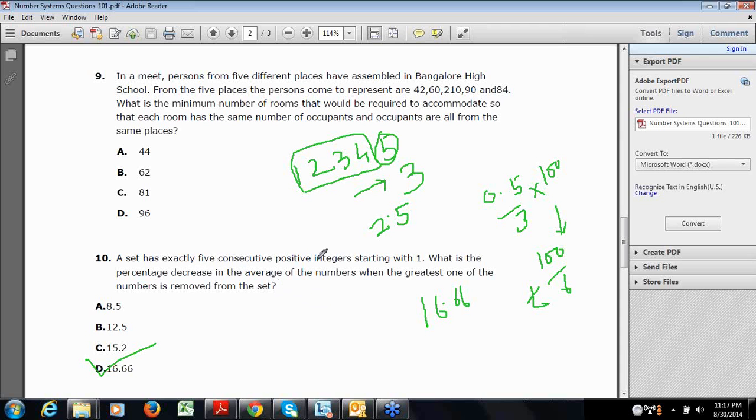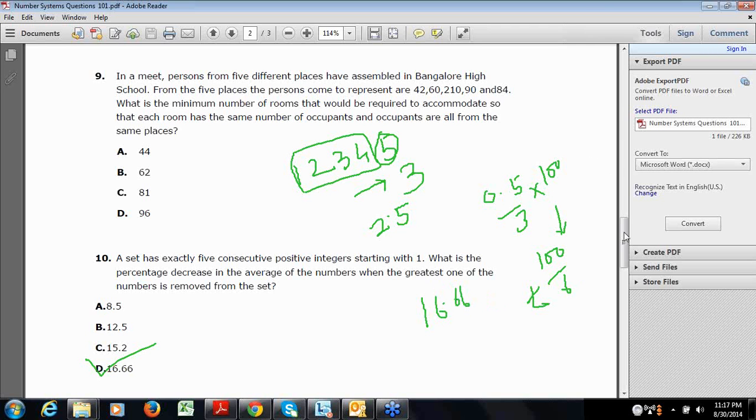So what is it asking? First 5 consecutive integers, so 1, 2, 3, 4, 5. What is the average? 3. Now you are removing 5. What is the average of 1, 2, 3, 4? 2 plus 3 by 2, that is 2.5. So what is the difference? 0.5. What is the percentage decrease? So 0.5 upon 3 into 100. So 100 by 6, that will be 16.66.